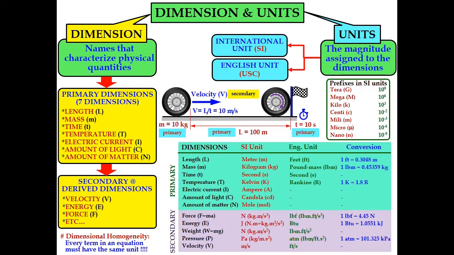And remember that in terms of dimensional homogeneity, if we have a specific formula, we need to make sure that every term in an equation has the same unit. For example, z equal to a plus b. The unit of z must be equal to the unit of a and also the unit of b, otherwise the equation will be wrong.